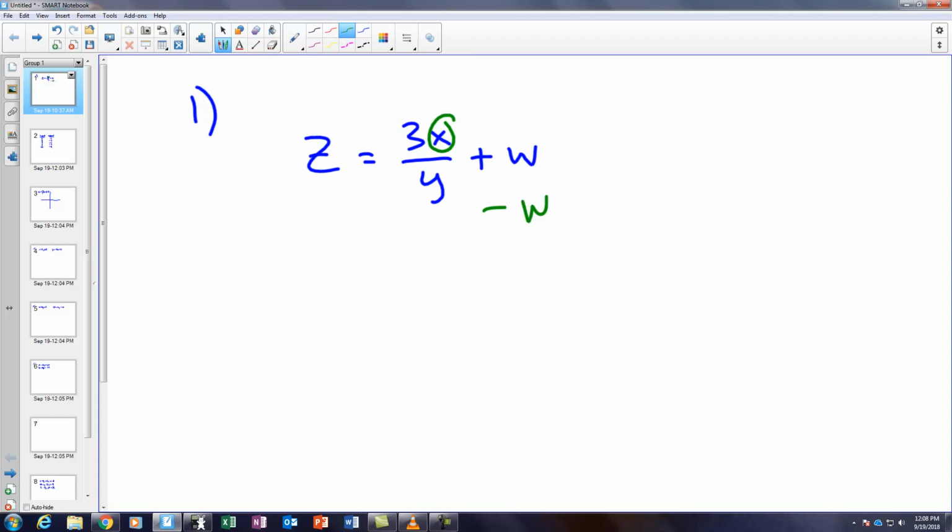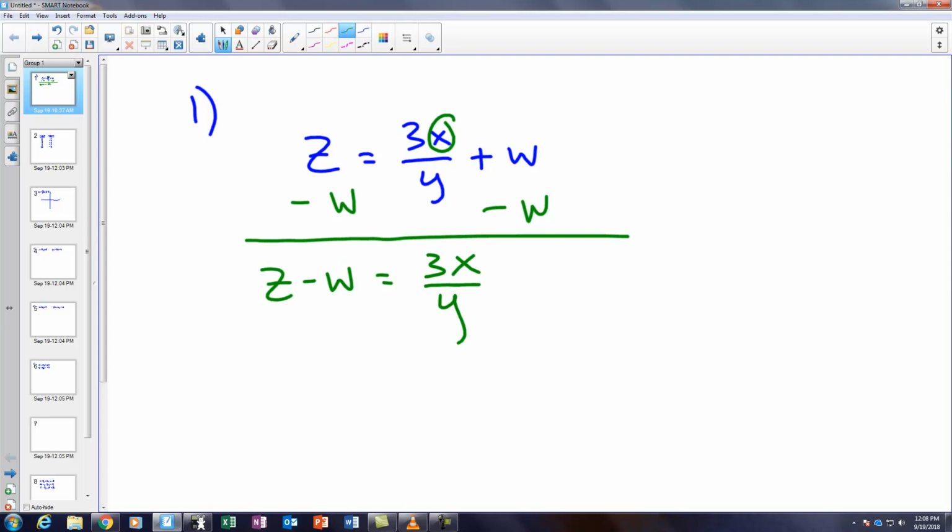So here we're going to minus w. We'll get z minus w equals 3x over y. And then the next thing we want to do is try to get rid of the y down here. So we're going to times by y, because right now it's being divided.